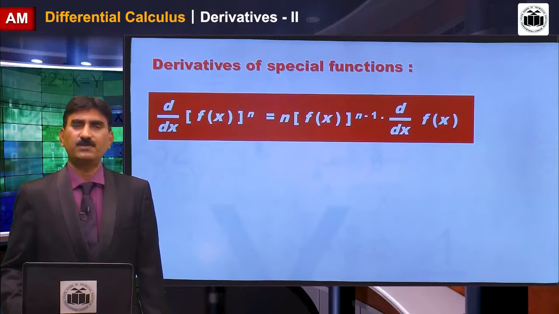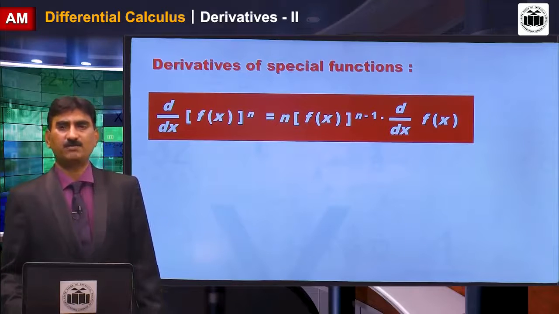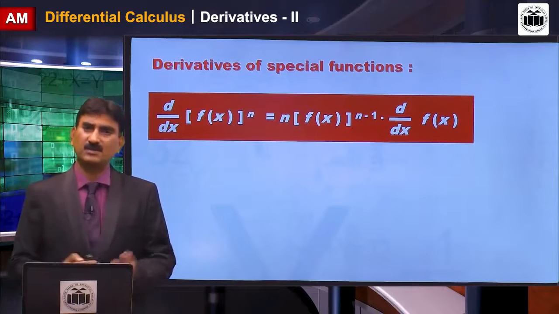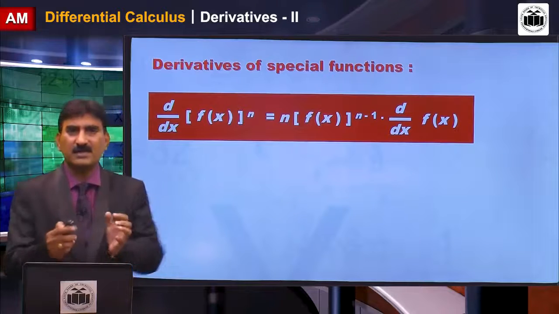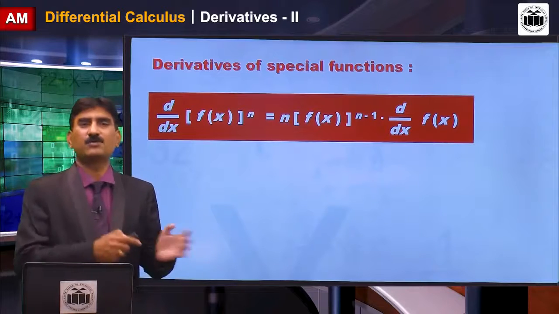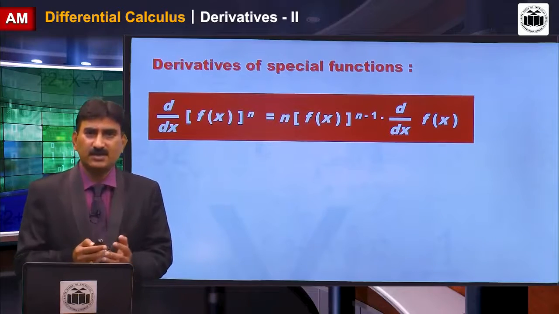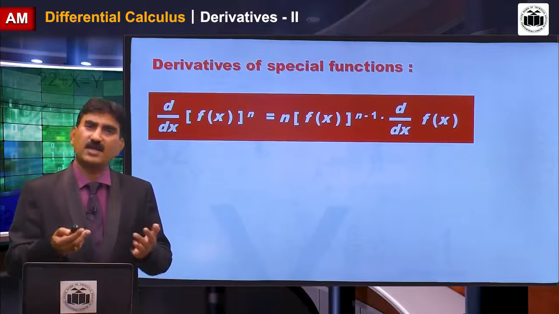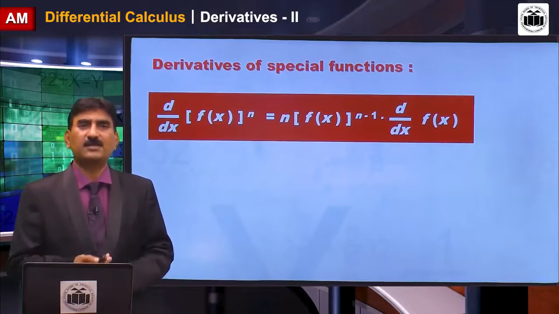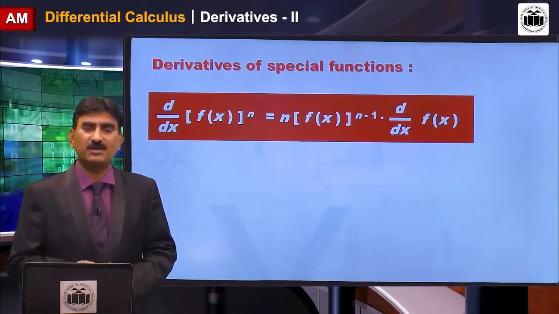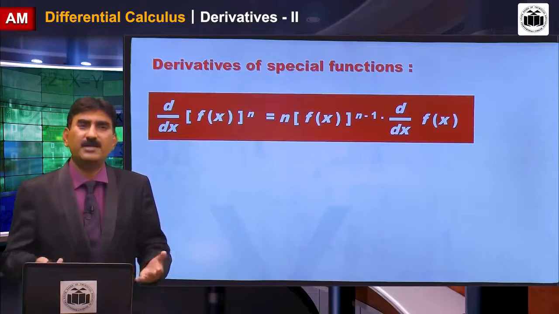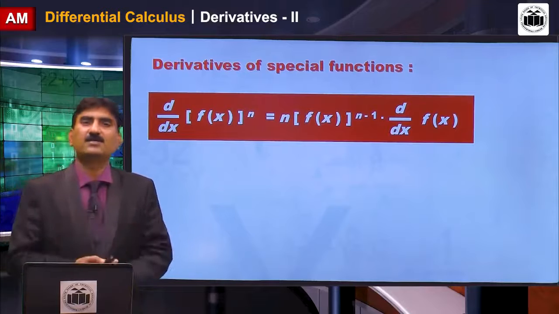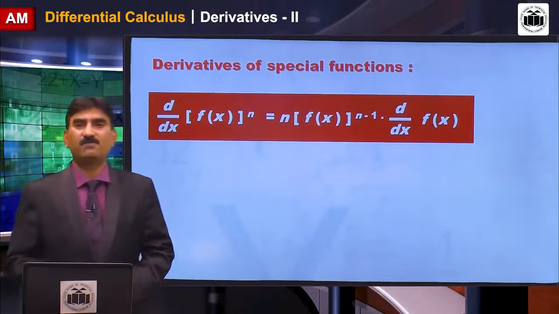Now we see the examples on d by dx of f(x) raised to n. Now here I am writing the special function. This is not a special function, but that kind of examples I am going to explain here. So I just write down here d by dx of f(x) raised to n. f(x) is any function. It is algebraic, trigonometric, inverse trigonometric, logarithmic, any type of function. But when raised to n is there, then how do you differentiate this function?